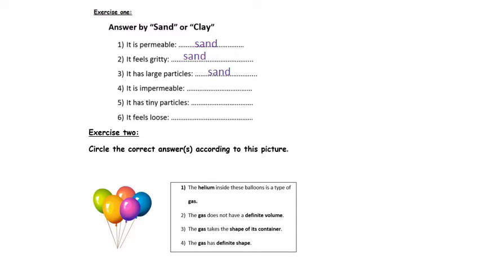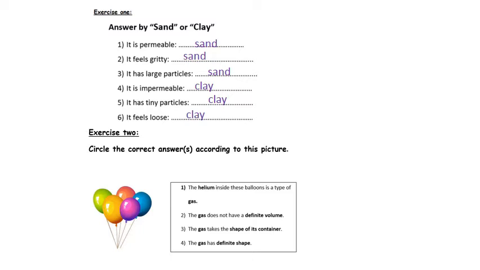It is impermeable. It doesn't allow water to pass through it easily. Yes, it's clay. Sentence number 5. It has tiny particles. Yes, we all know that clay has tiny particles while sand has large particles. Sentence number 6. It feels loose. We all know that clay feels loose while sand feels gritty.